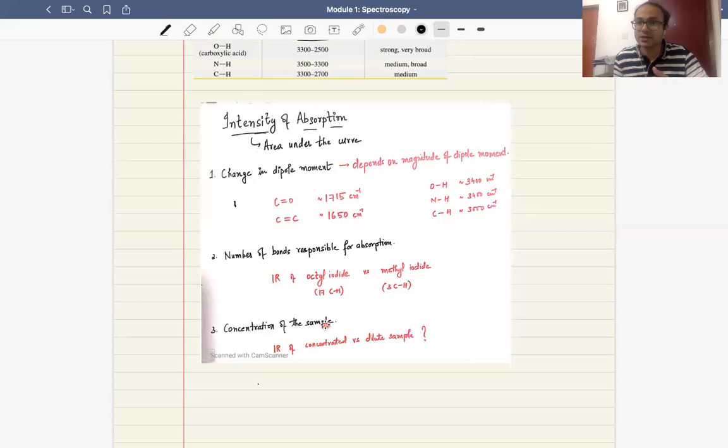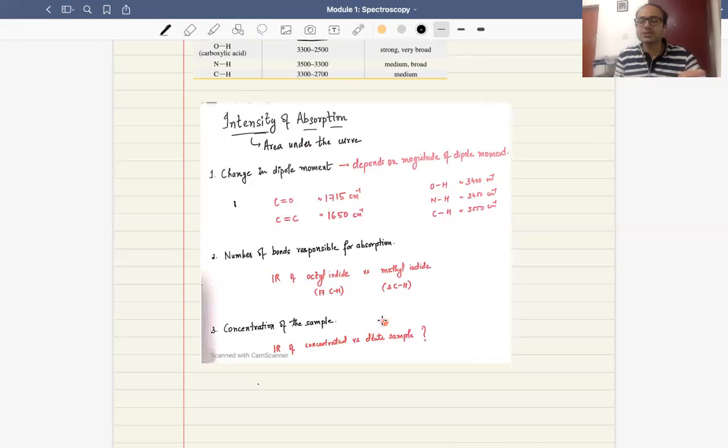That doesn't mean that you have to submit a lot of sample. It's usually in micrograms, a very small amount you need to give for IR detection. But still, depending upon the peaks that come, you can decide whether you need to give more sample or less sample, so that you can get a clearer peak distribution.